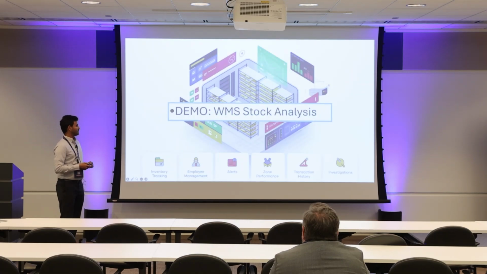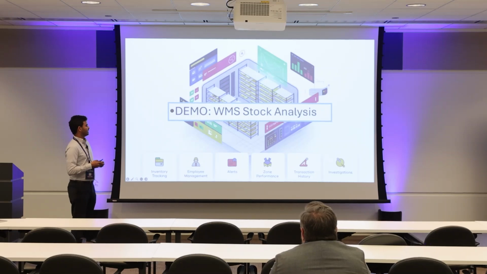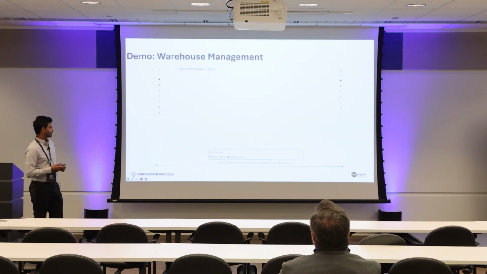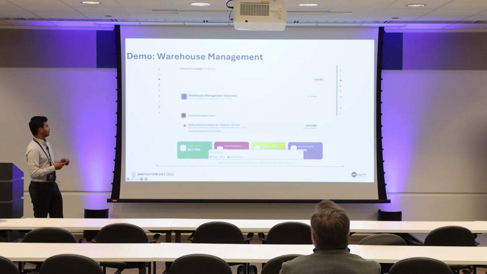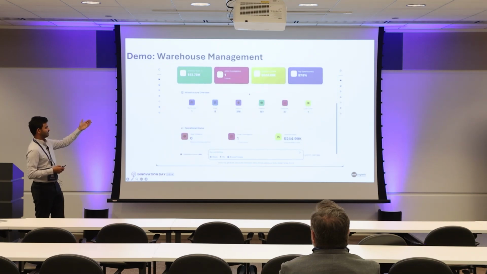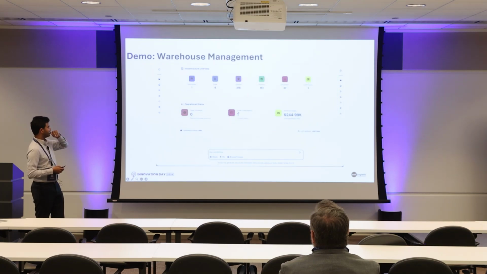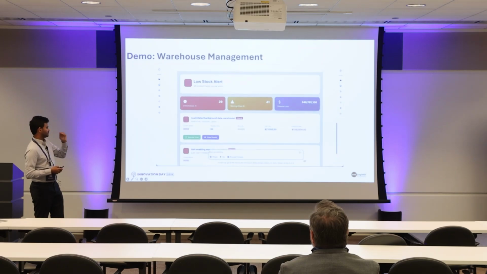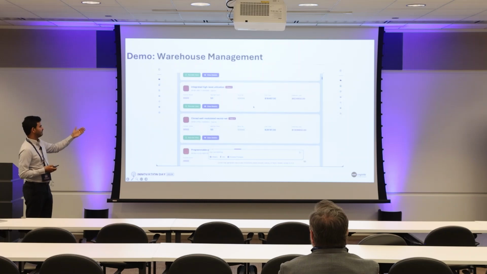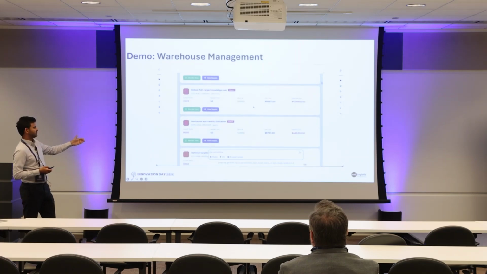Now let's look into how generative AI works in a warehouse management system and stock analysis case. So let's ask for an overview of your warehouse. It will give you the value of the inventory, where the inventory is, how many zones and locations you have. But let's say we have low stock. Let's ask how many SKUs are at low stock. It will give you all the SKUs that are at low stock.